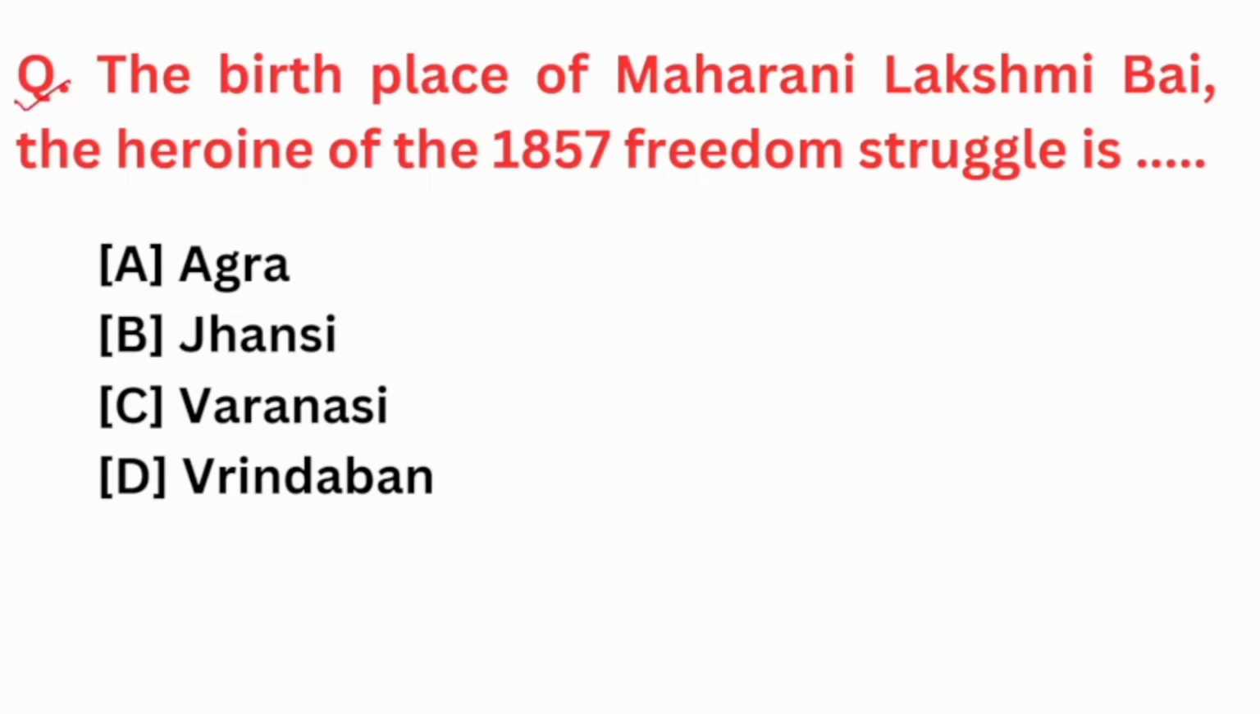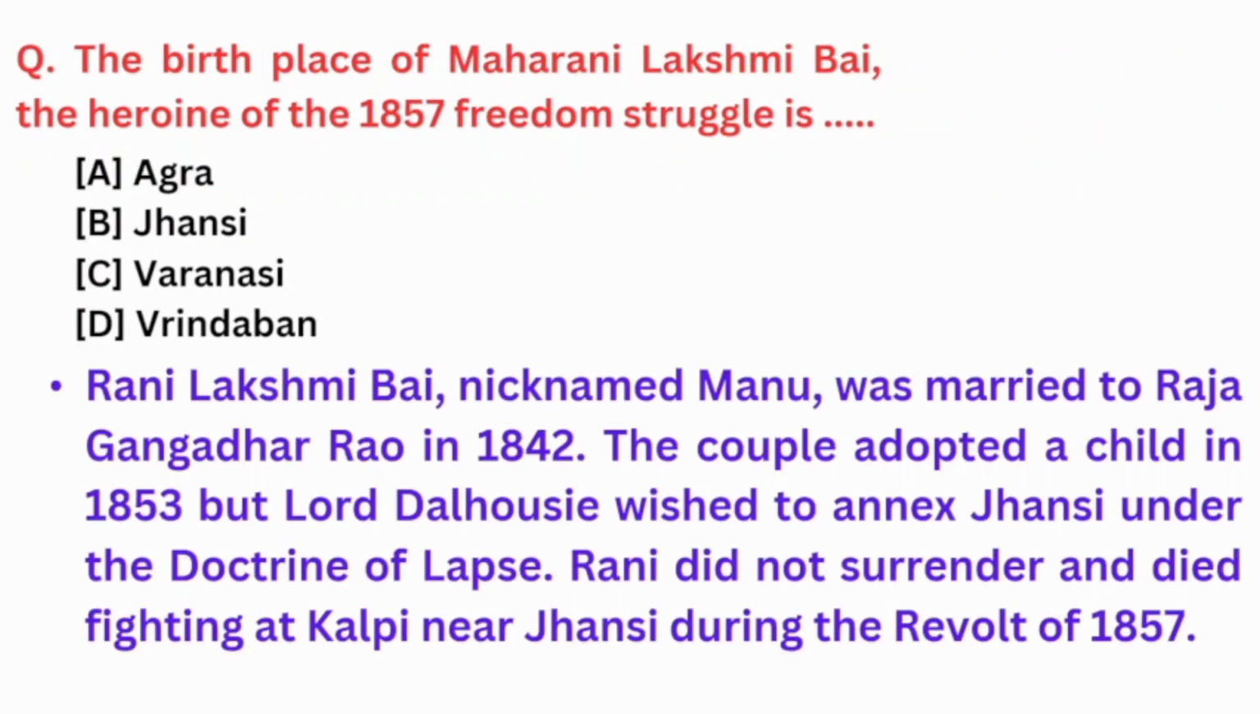Next is the birthplace of Maharani Lakshmibai, the heroine of 1857 freedom struggle. Jhansi. Now let's see some important points. Rani Lakshmibai, nicknamed Manu, was married to Raja Gangadhar Rao in 1842. The couple adopted a child in 1853, but Lord Dalhousie wished to annex Jhansi under the doctrine of lapse. Rani did not surrender and died fighting at Kalpi near Jhansi during the revolt of 1857.